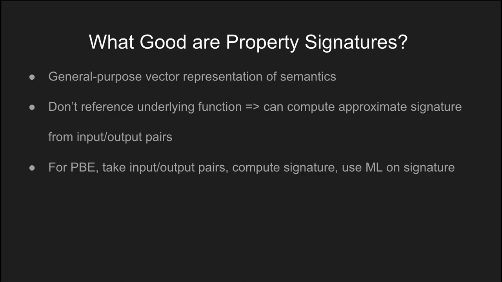So what do we gain from doing this? A property signature is a general purpose vector representation of program semantics that we can feed to machine learning algorithms. Since we don't need to use the underlying function to compute the signature, we can do an important trick. Given input-output pairs, we can compute a guess of the signature directly from those pairs. Now, we have a vector representing the semantics of the program we're searching for, and we can feed it into a machine learning algorithm.